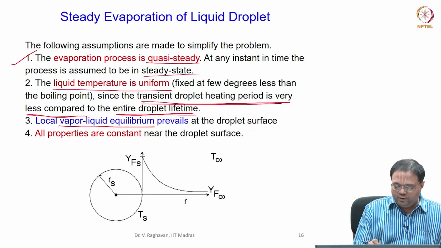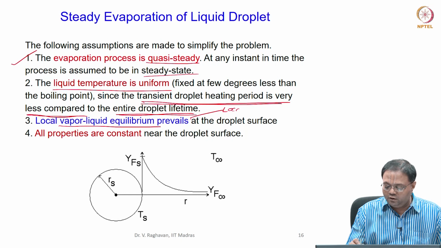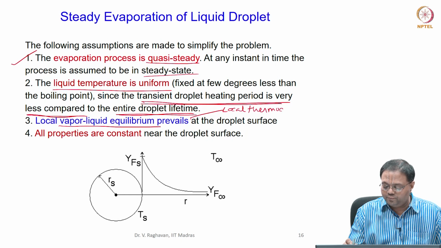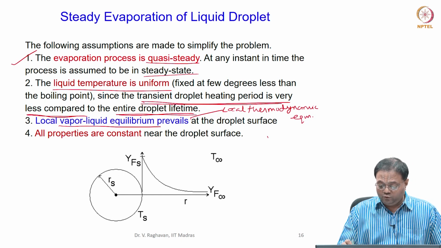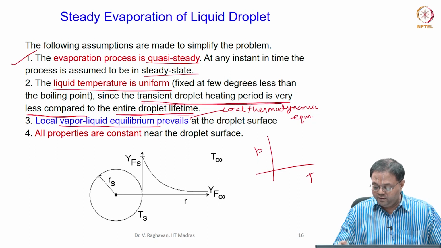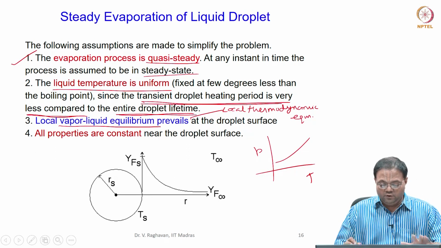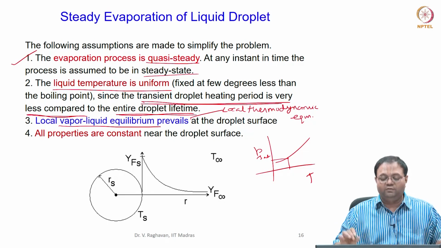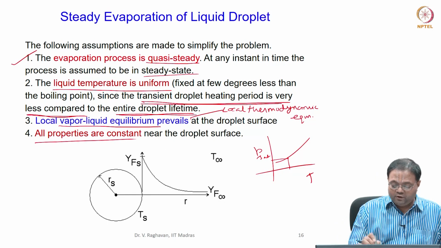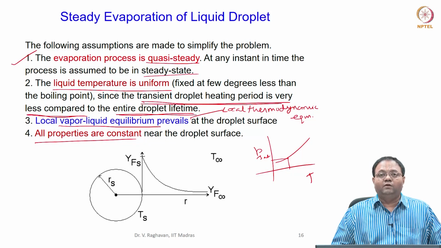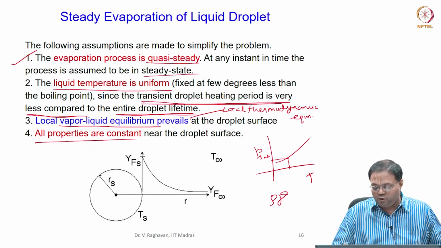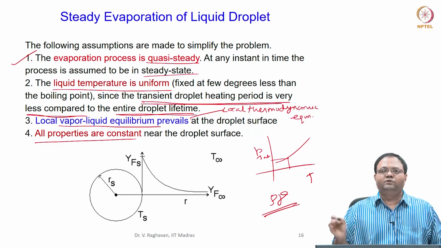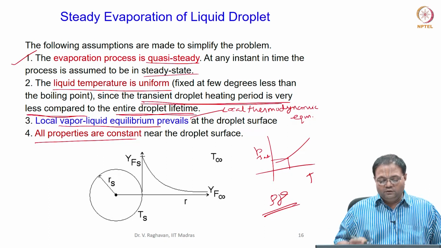Similarly, vapor liquid equilibrium, this is called local thermodynamic equilibrium. So, that I told you, this P versus T curve, for any particular temperature there is a definite saturation pressure or local thermodynamic equilibrium that prevails at the droplet surface. Then all the properties are constant near the droplet surface. So, whatever property you want to use, say rho, D, this product, etc., this is constant. This is the assumption we already made. So, these are the assumptions we have.